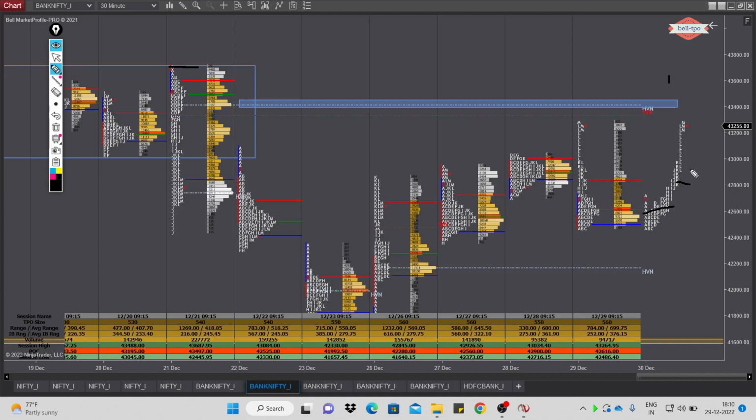If price comes back and starts accepting within the previous day's trading zone, and starts accepting below the previous day VWAP, that will be the first sign of strength from sellers. That will let you think of creating short positions to target this low and this HVN. One reference at a time. We have to think of one reference at a time. So that was from the profile charts.